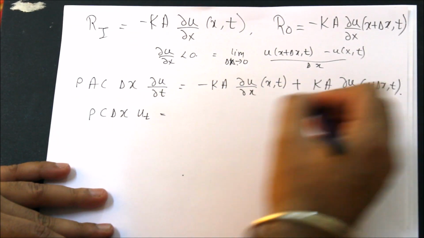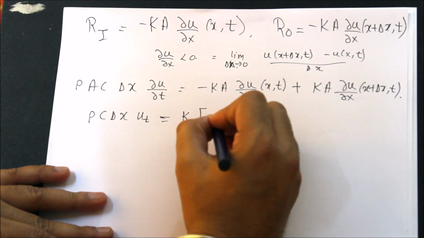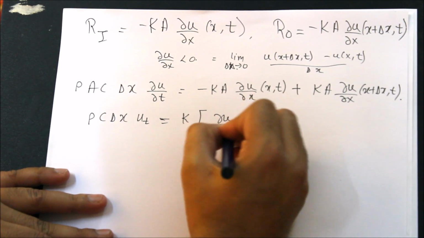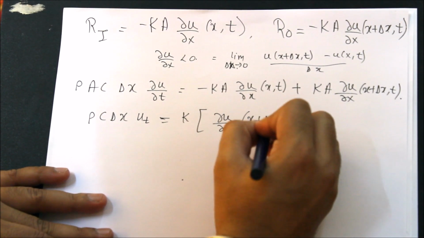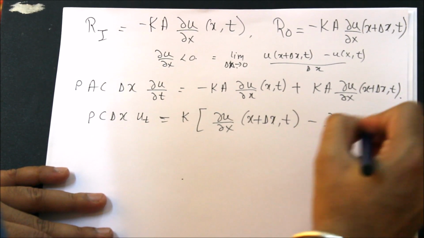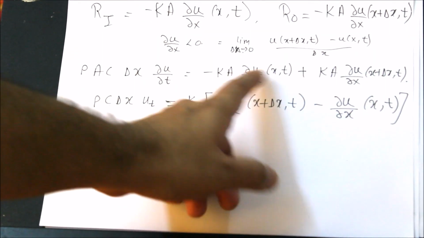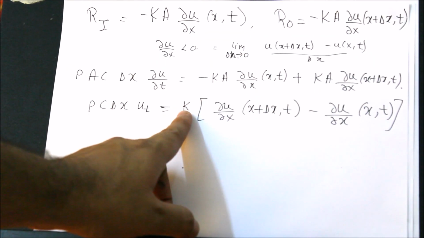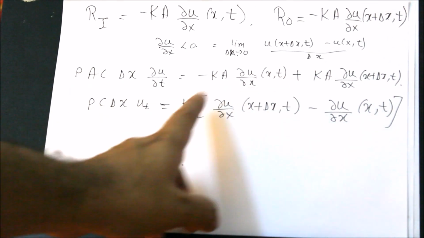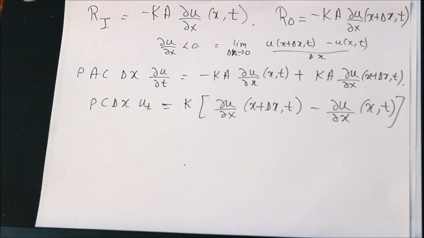I am cancelling out A from everywhere, and I am writing this term first, and I am taking K common. So this is del u by del x at x plus delta x comma t minus del u by del x at x comma t. I am writing this term first, this term later, and I took K common outside. You take A outside also, but then A and A get cancelled away. So A goes away from the picture.